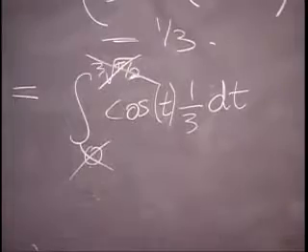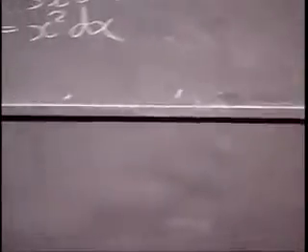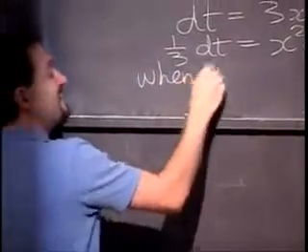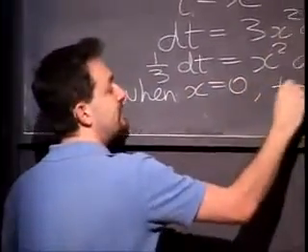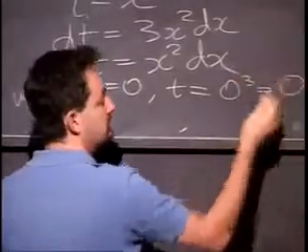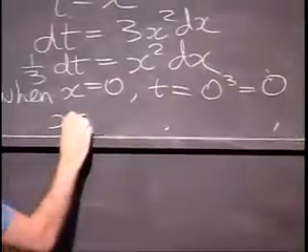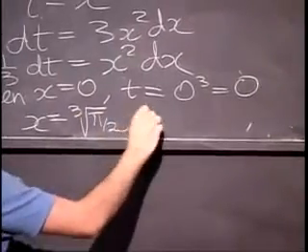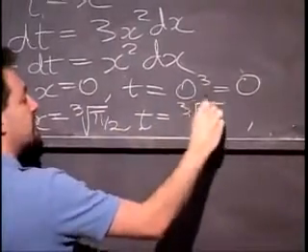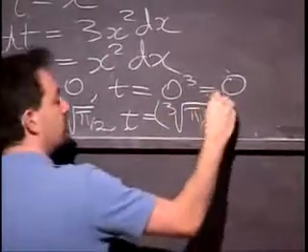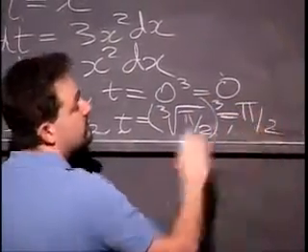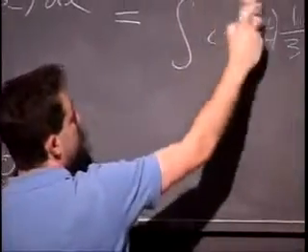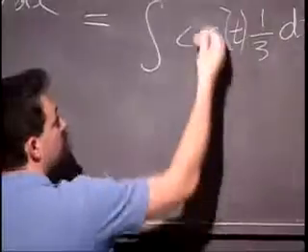You also could do this. If you're going to try to keep it as a definite integral, you have to say, in words, when x equals 0, t equals 0 cubed, which is 0, okay? But when x equals the cube root of pi over 2, t equals the cube root of pi over 2 all cubed, which is pi over 2. So actually, I can erase these wrong things and write down the right things.